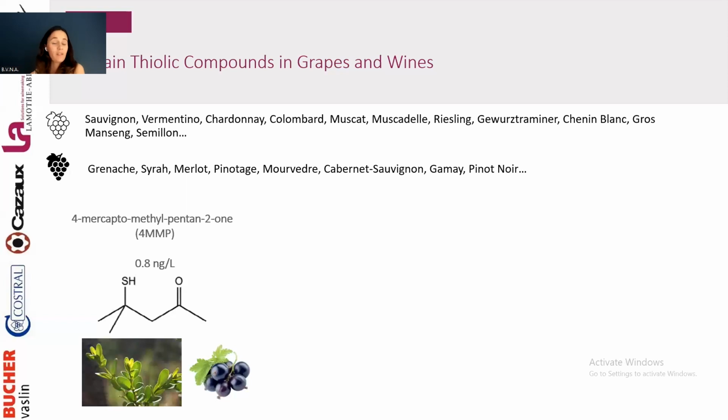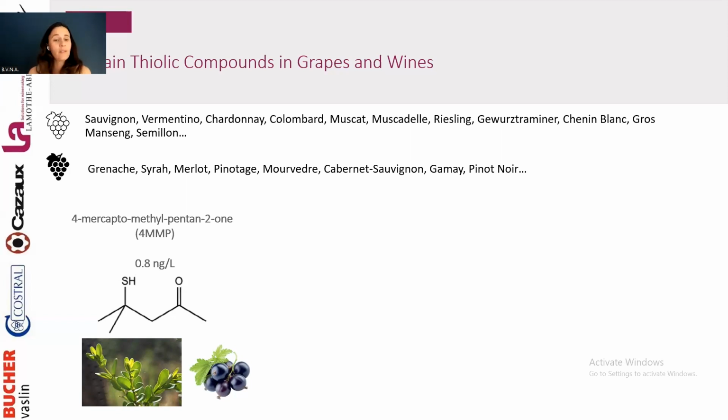We are talking about two thiolic compounds. The first one is the 4-MMP, 4-mercapto-4-methylpentan-2-one. So we'll call it 4-MMP. It smells like boxwood. It could also smell, at a higher concentration, like cat urine. And in red wine, it's participating to the blackcurrant and really fresh aromas, fresh red berries, red fruit in the wine.